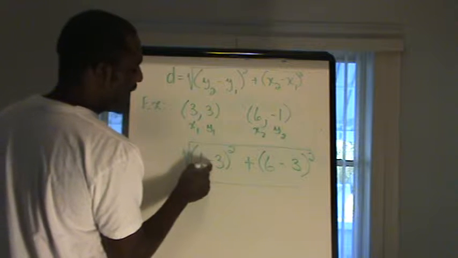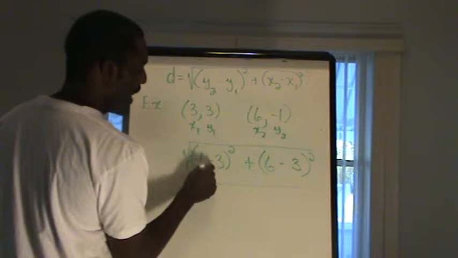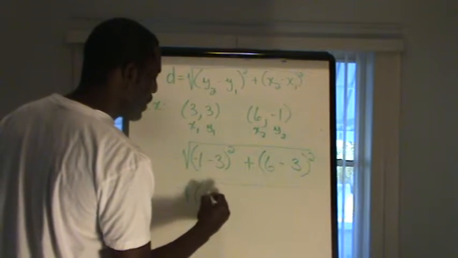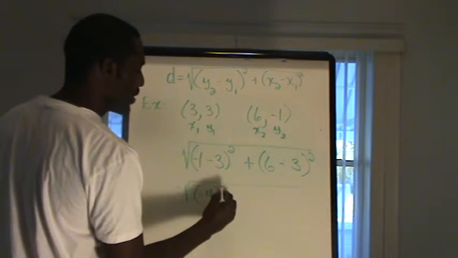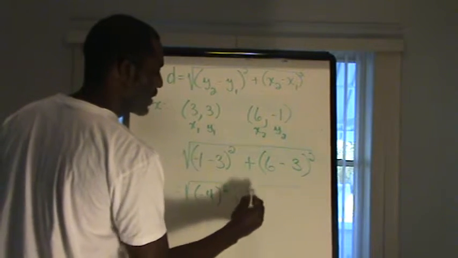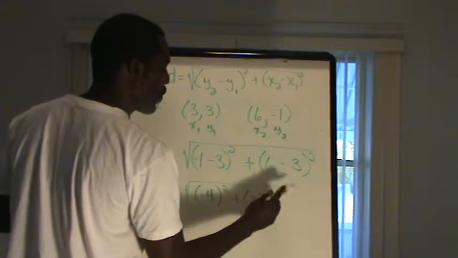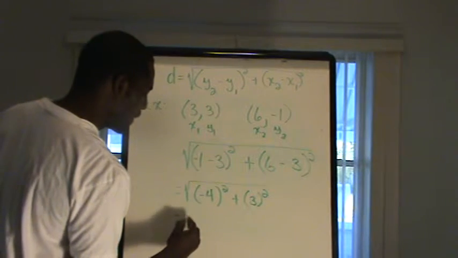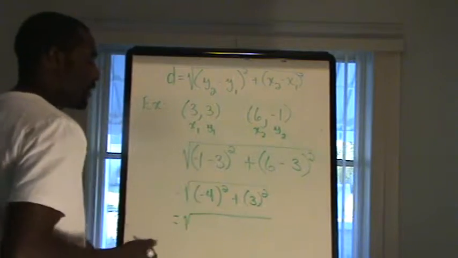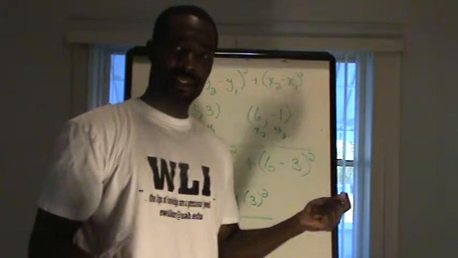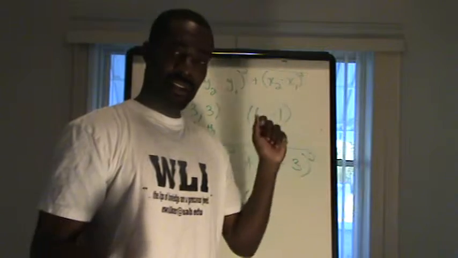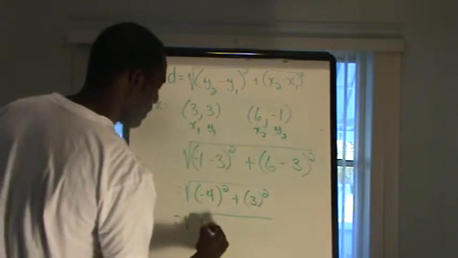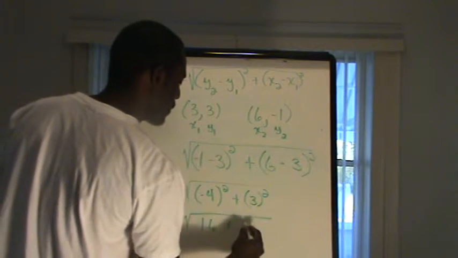these signs are the same. -1 minus 3. These signs are the same. So the rule says when the signs are the same, add the two numbers and keep that sign. So this is -4 squared plus 6 minus 3 is 3 squared. Okay, the square root of. Now -4 squared is -4 times -4. So that's a negative times a negative, which is a positive, and 4 times 4 is 16. Plus 3 times 3, which is 9.